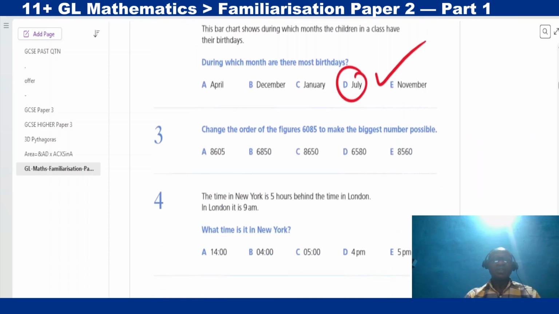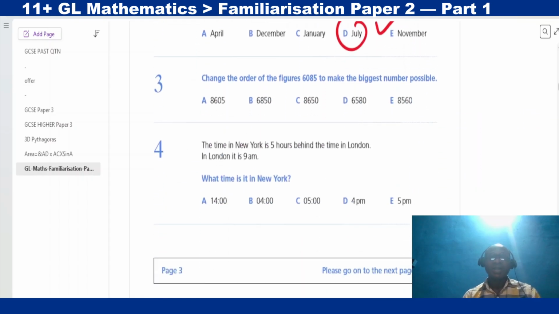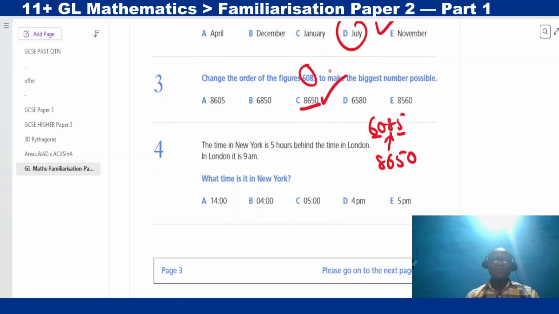Question number 3 says, change the order of the figure 6085 to make the biggest number possible. So to make the biggest number possible using 6085, we start from the highest digit, which is 8, followed by 6, followed by 5, then followed by 0. So we are going to make 8,650. 8,650, option C.